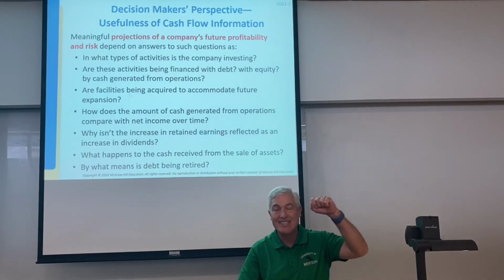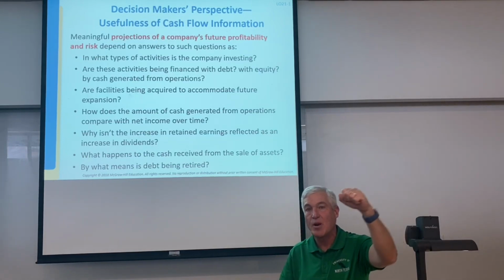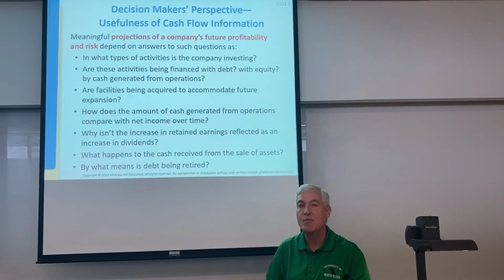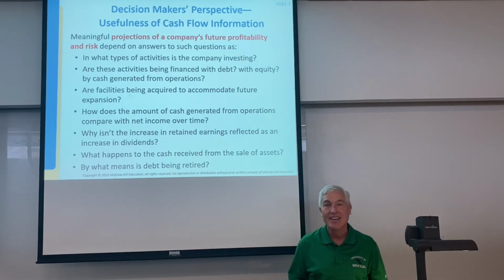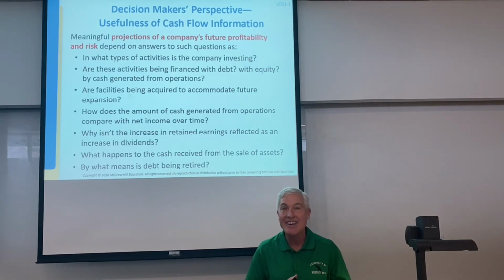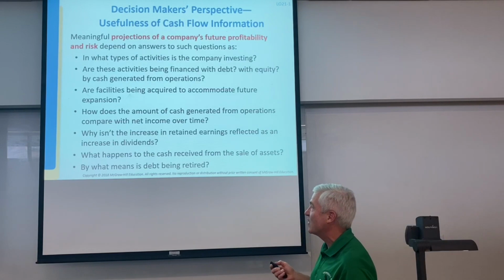If there's a big disconnect between cash flow from operations and net income, are there some accounting errors lurking in that net income? So that's not a high quality income statement because it's hard to hide the cash on the cash flow statement.